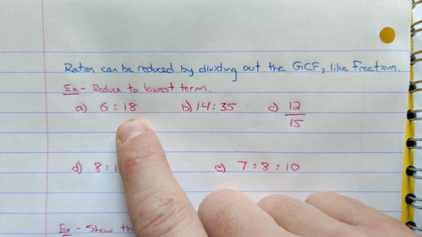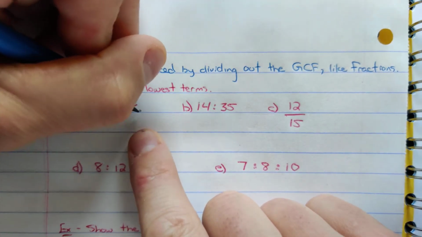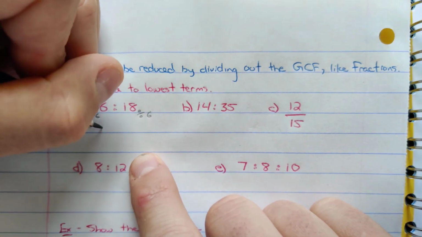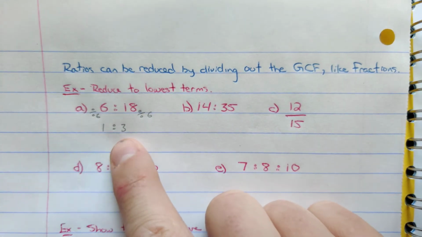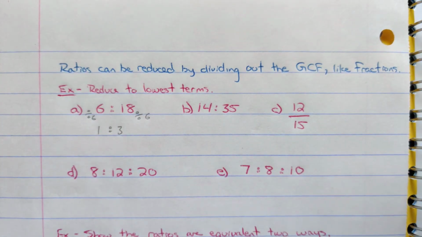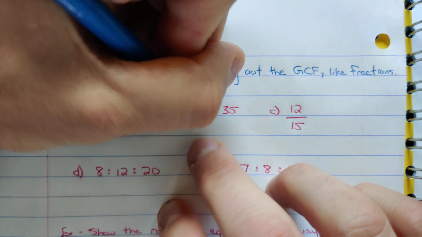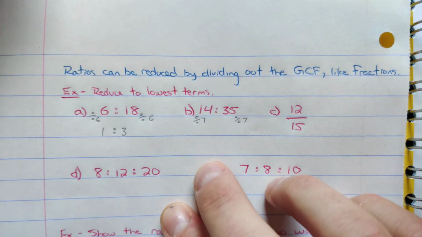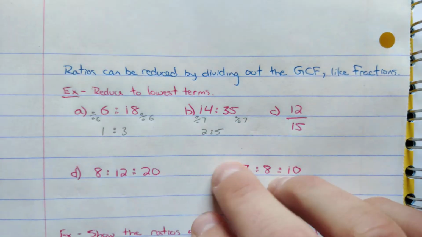6 and 18, what's the common factor there? Well, it is 6. So they both have a common factor of 6, and when we divide both by 6, we get 1 to 3. So that's the ratio in lowest terms. And in the next case, we have 14 to 35. Common factor is 7. We divide both of those by 7. We get 2 to 5.